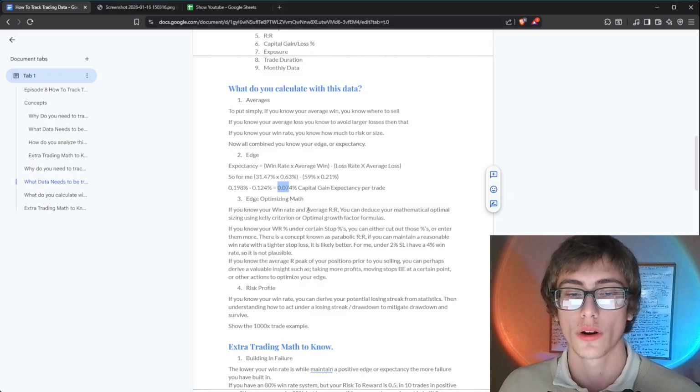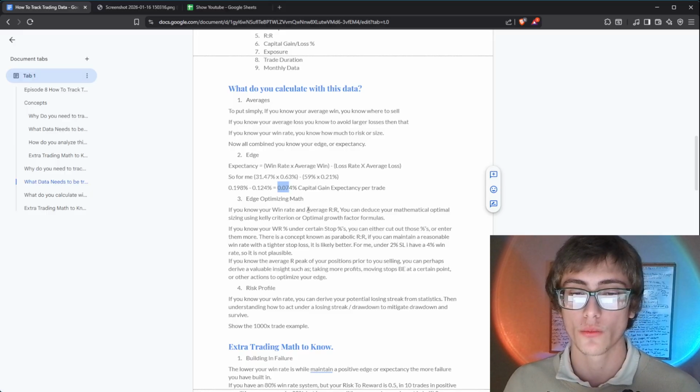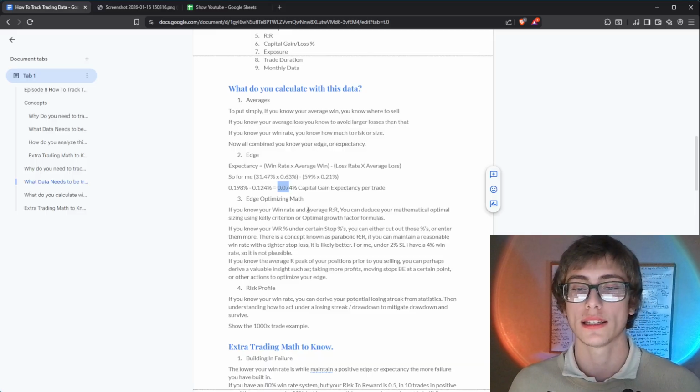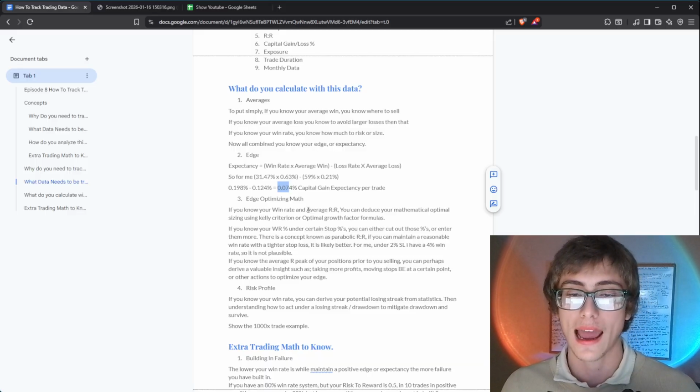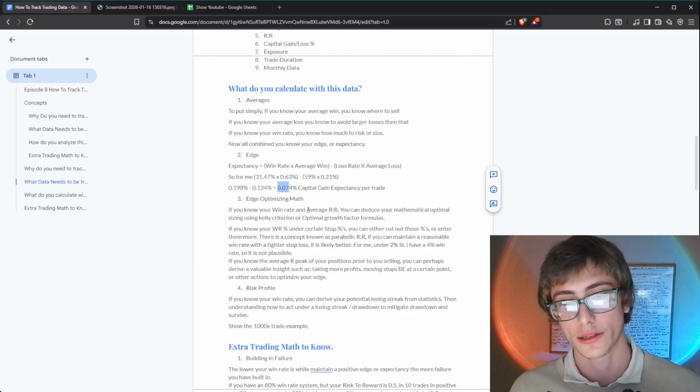So point number four is risk profile. If you know your win rate, you can derive your potential losing streak or potential worst case scenario losing streak from statistics. Then you can understand how to act under a losing streak or drawdown to mitigate your drawdown and survive.